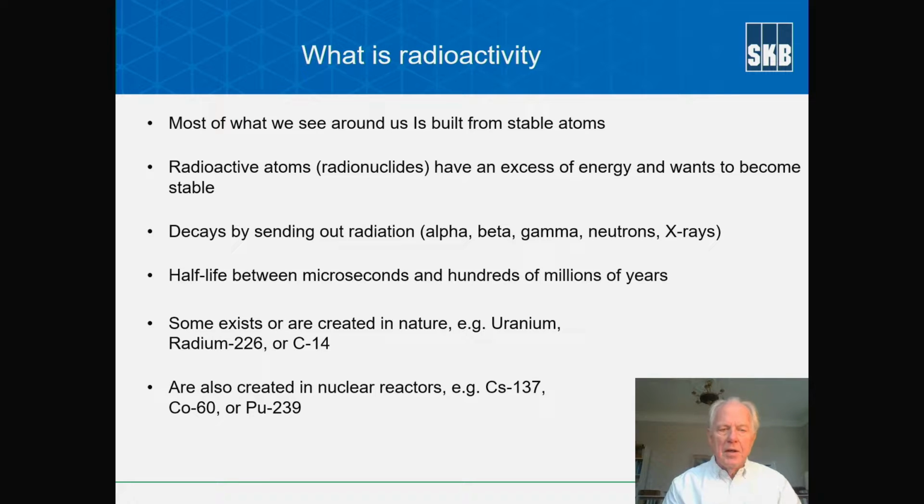Some radioactive atoms exist in nature or are created in nature. For instance, uranium was created in the stars and has a very long half-life and still exists. And some of it has decayed into radium. Another is carbon-14, which is generated from cosmic rays in the atmosphere. What I'm going to talk about mainly is those radionuclides which are created in the nuclear reactors. For instance, cesium-137, cobalt-60, or plutonium-239.